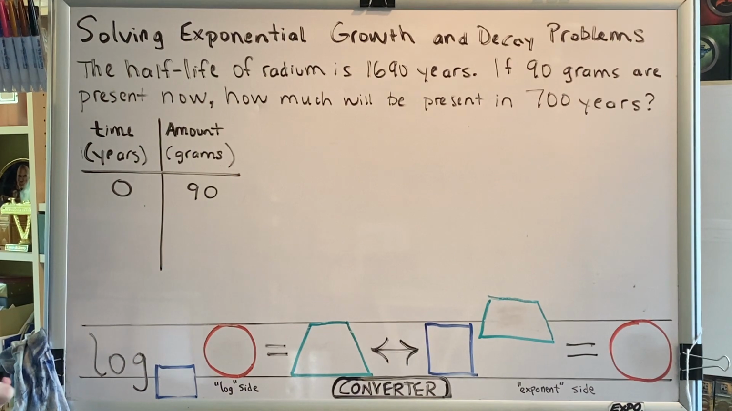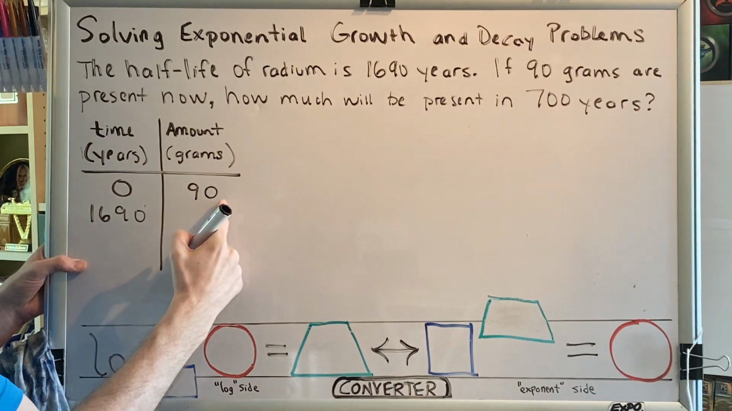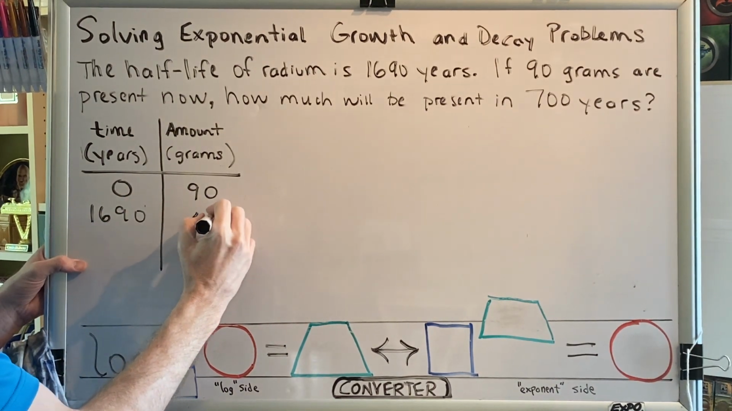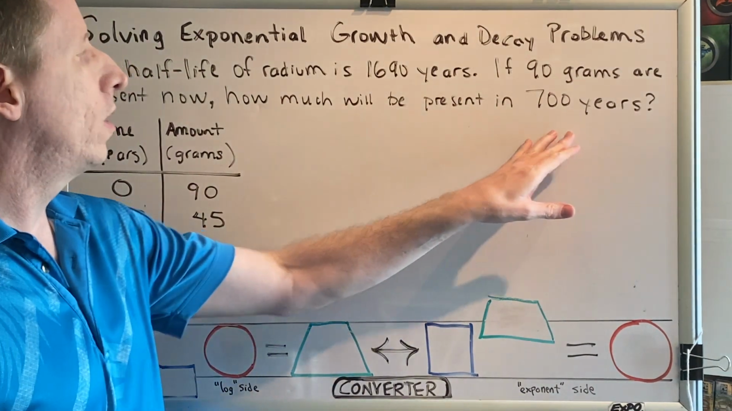And it says the half-life is 1,690 years. That means when 1,690 years pass, the amount is cut in half. 90 divided by 2 is 45. The question is, how much will be present in 700 years?